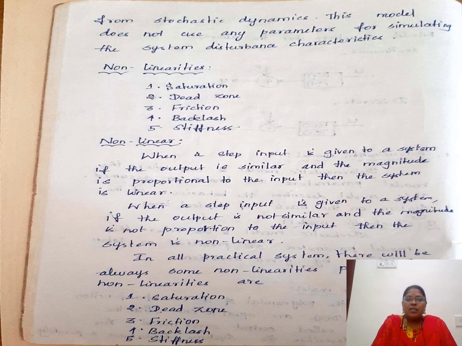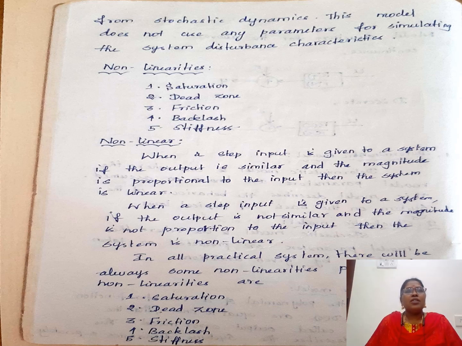So next comes non-linearity. When an input is given to a system, if for a bounded input you get a bounded output, we call it a stable system, and we can also say the system is linear. For the non-linear case, the system keeps on changing, because of which the output will not be stabilized. Such things we call non-linear.